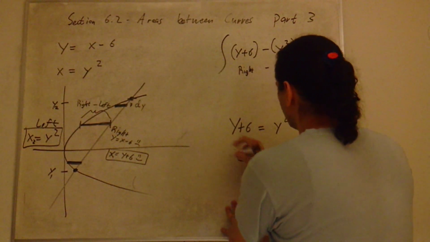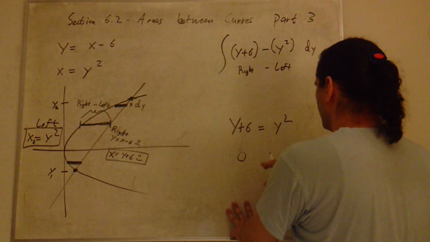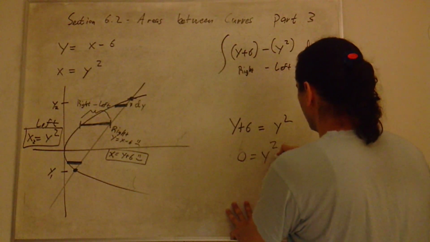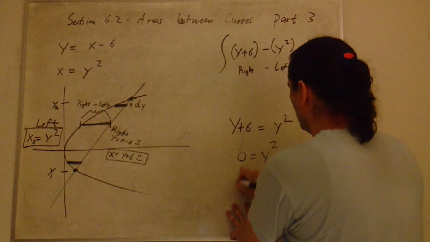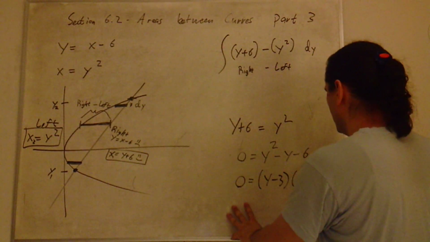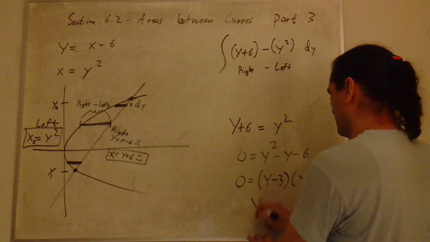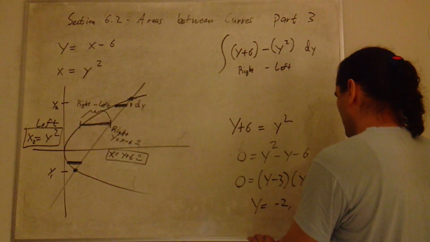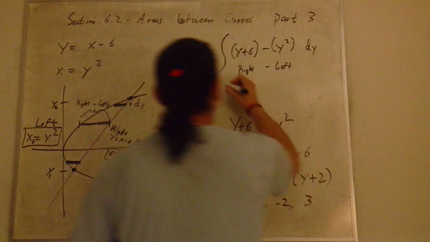So I'm going to subtract y plus 6 from both sides to get y squared minus y minus 6, which is y minus 3 times y plus 2. So y is going to be negative 2 and positive 3.